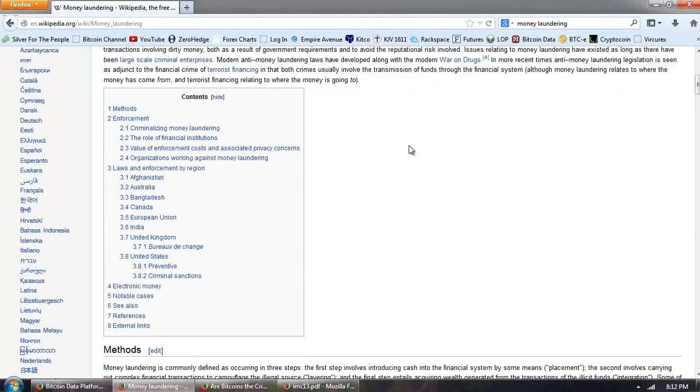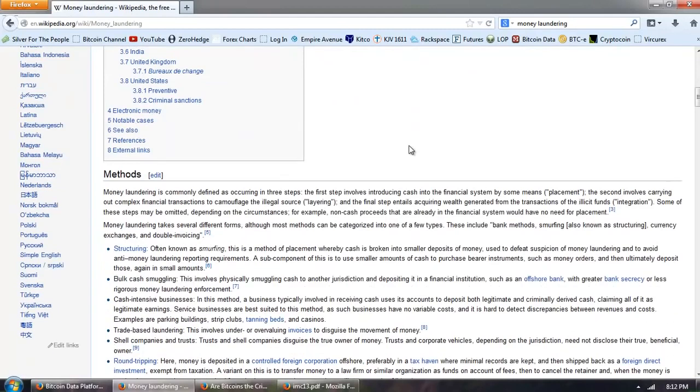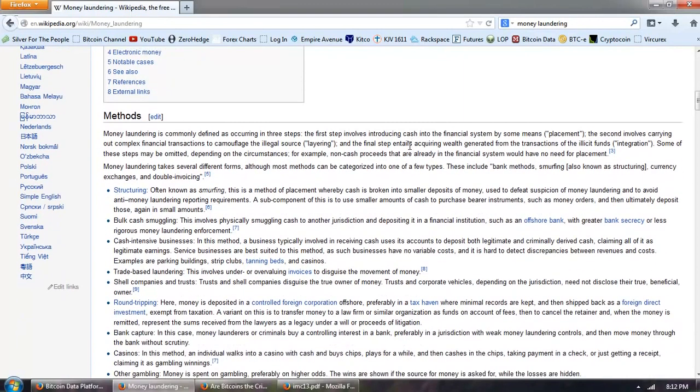Now, if you remember during the congressional testimony, they cited that figure of $1.6 trillion, and I think that's actually low. But let's look real quick here at the methods of money laundering.